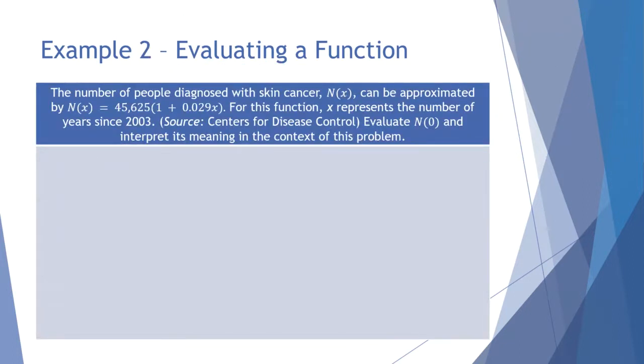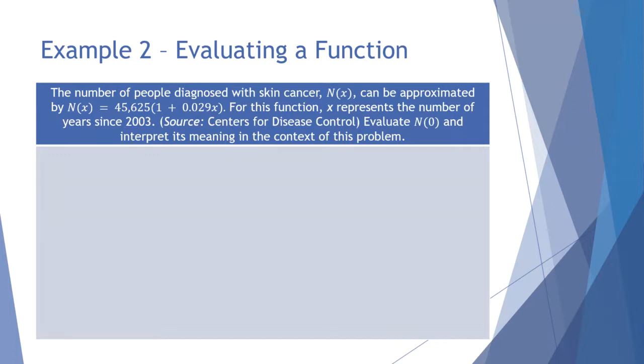Now let's take a look at an evaluated function in a real world situation so that you can see what this means, what this tells us. So the number of people diagnosed with skin cancer we're calling n of x. So they chose n to represent number. That's the nice thing about function notation, you can choose a letter that sort of makes sense. So the number of people diagnosed can be approximated by this equation. So this equation is going to tell us how many people are diagnosed with skin cancer. So we know that the output is the number of people.